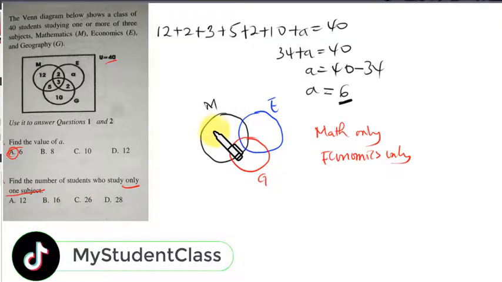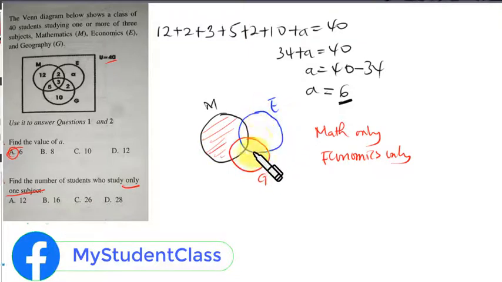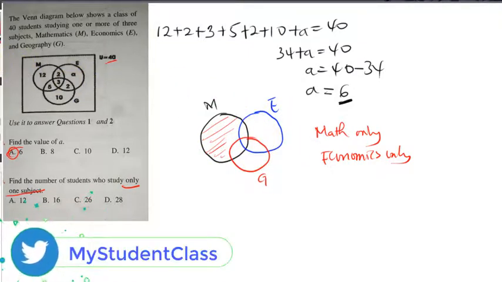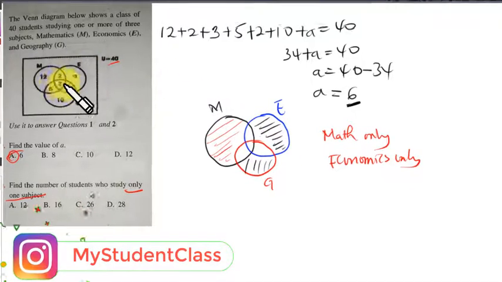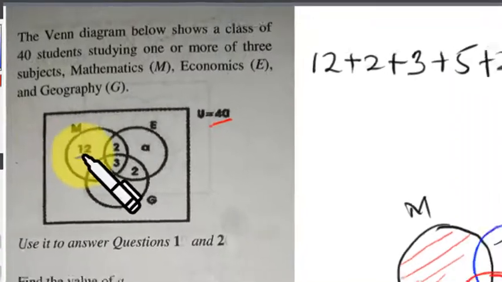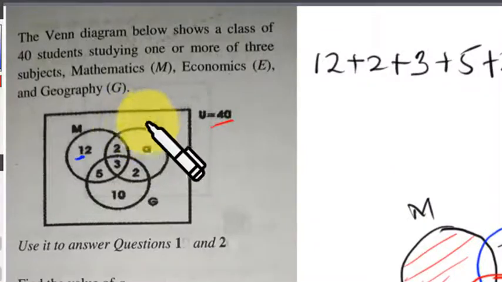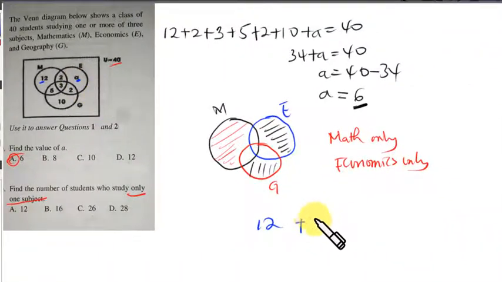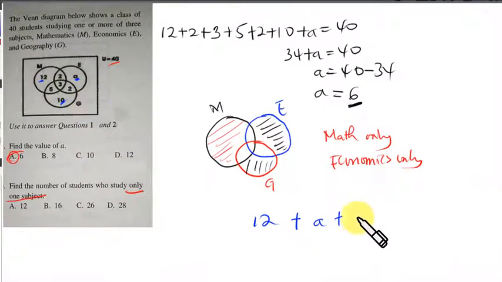So we are talking about those who are here, that's math only. That is, you don't have to intersect any of these 2 sets. Or we are talking about those who study only economics in this area, or those who study only geography. Now if you look at the diagram that we have here, those who study only mathematics, they are 12. So we see this here. So we have 12 plus, and those who study only economics, that is A, so plus A, plus those who study only geography, we have 10, so that is plus 10.